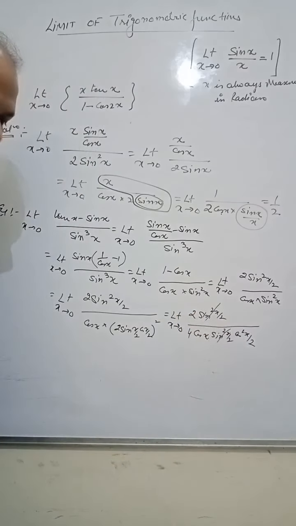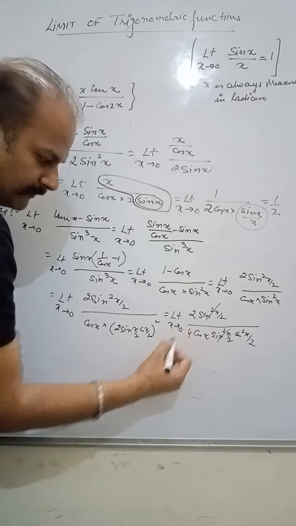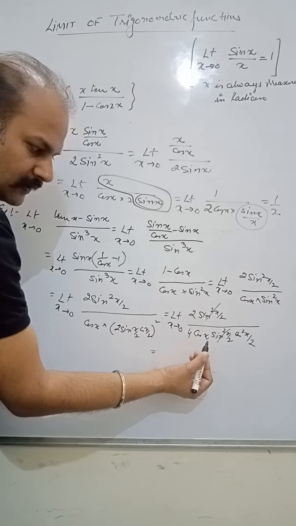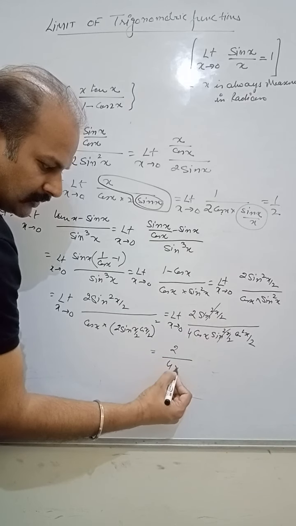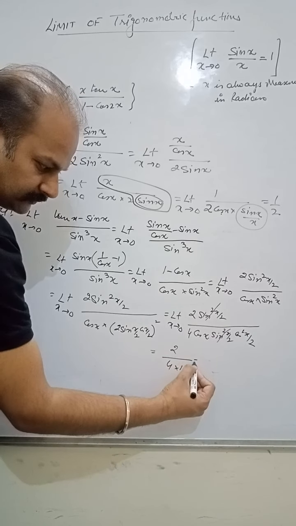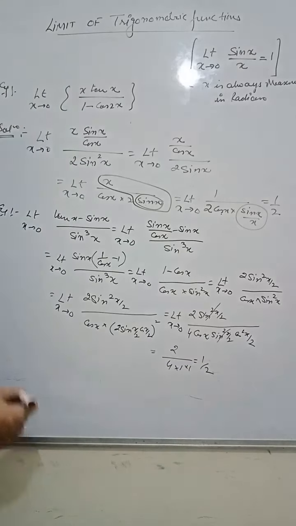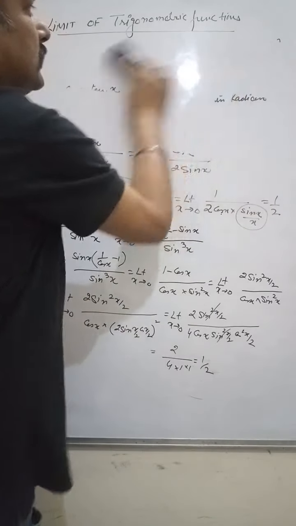Now this is the problem we were facing for evaluating the limit. Now you can directly put in the value, because cos 0 is always 1. This is 2 by 4, this is 1, cos 0 is 1. It comes down to 1 by 2. Let us see a few more examples.